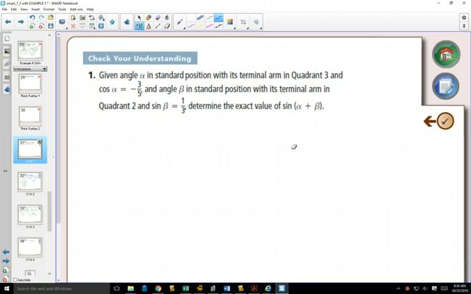This is another type of example that gets solved using your alpha plus beta formulas. I have a name for these kinds of questions. I call them double triangle questions. And the reason I call them double triangle questions is because we are going to have to draw two triangles in order to solve this.